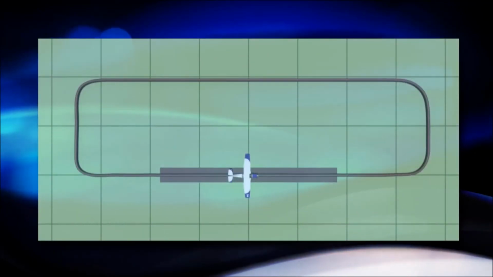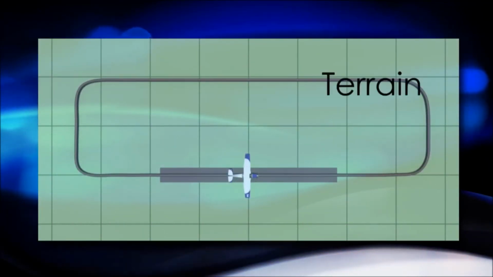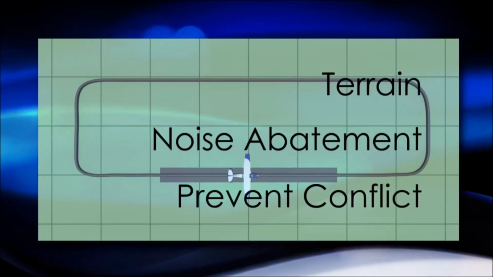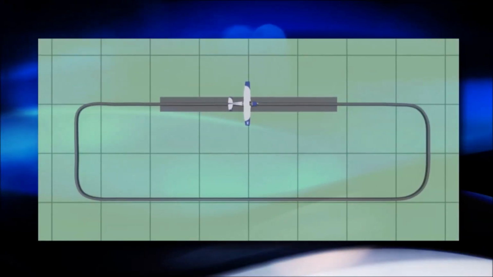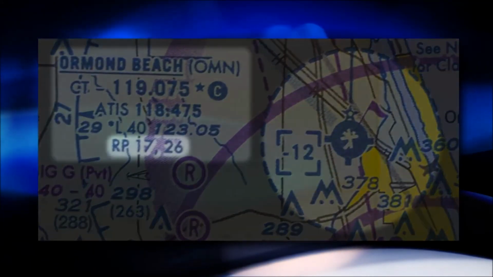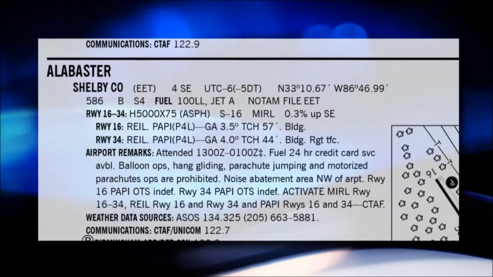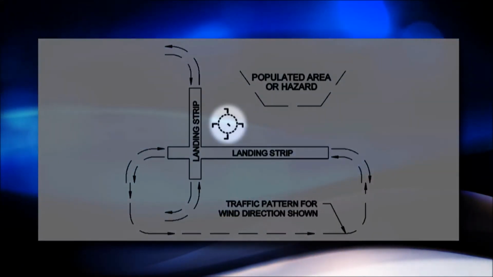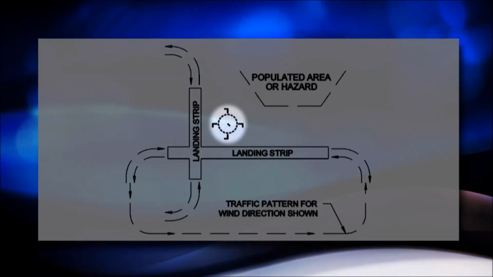As previously stated, standard patterns are flown with all turns to the left, for reasons of terrain, noise abatement, or to prevent conflict with other operations. Some airports have right-hand patterns for some of their runways. Right-hand patterns are depicted on aeronautical charts, noted in airport facility directories, and shown by indicators on the surface of the airport referred to as segmented circles.